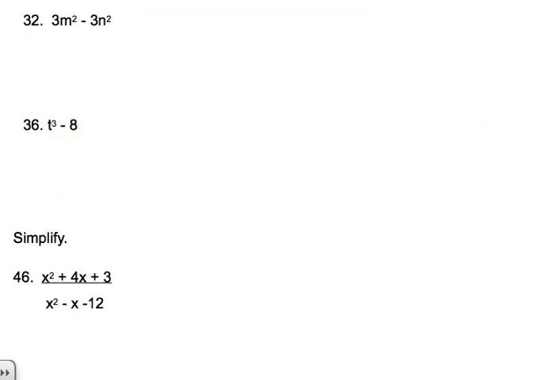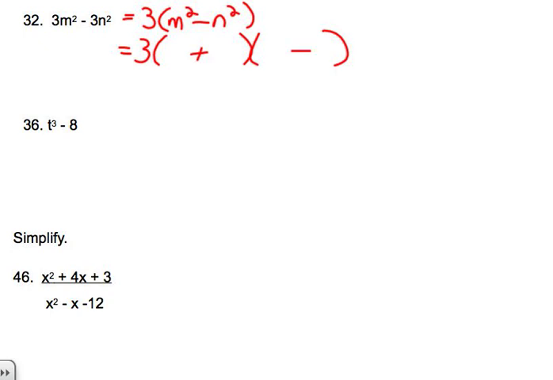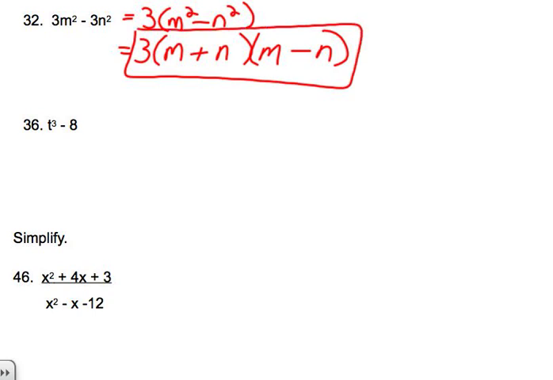Number 32, we do have a greatest common factor. So we need to take out a 3 first. And then we have m squared minus n squared. What's left can be factored further because it's a difference of perfect squares. Anytime you have a perfect square minus a perfect square, one is plus, one is minus. M squared came from the F of FOIL, so you go m and m. N squared came from the L of FOIL, so you would go n times n. And then this right here would be your final answer.